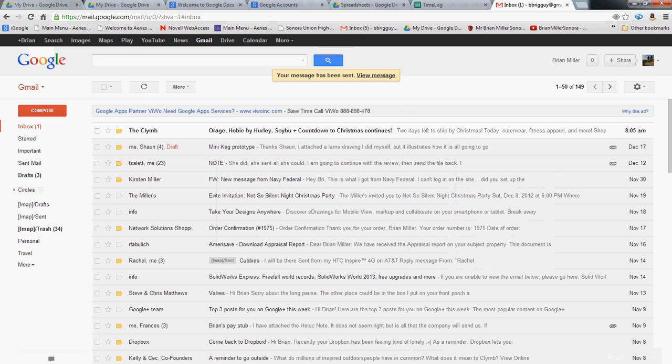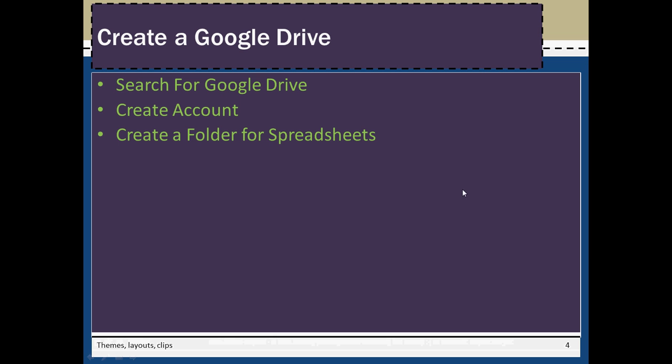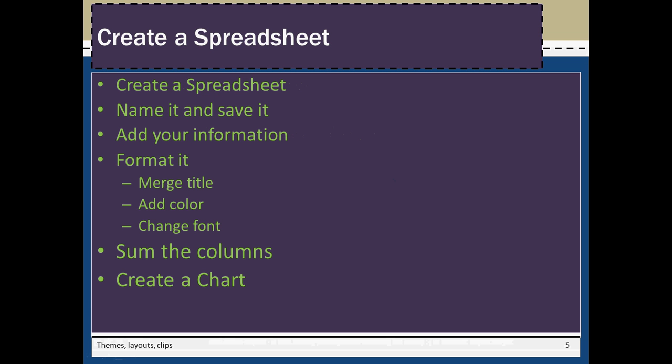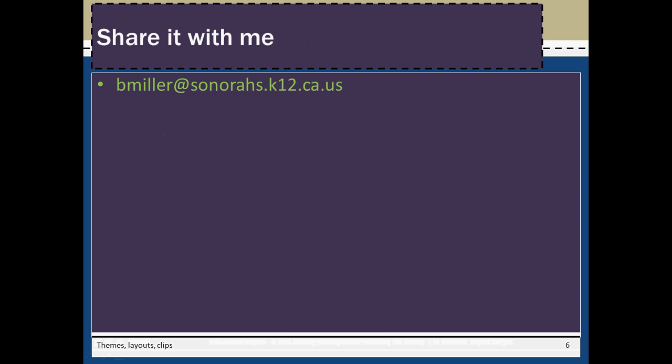Okay, so now let's go back to our PowerPoint slideshow and make sure we did everything. So we did an awful lot there. Alright, so search for a Google Drive, create an account. We did all that. Create a spreadsheet. Name it and save it, add your information, format it. We did all that. Share it with me. Good, we did everything. Good, awesome.